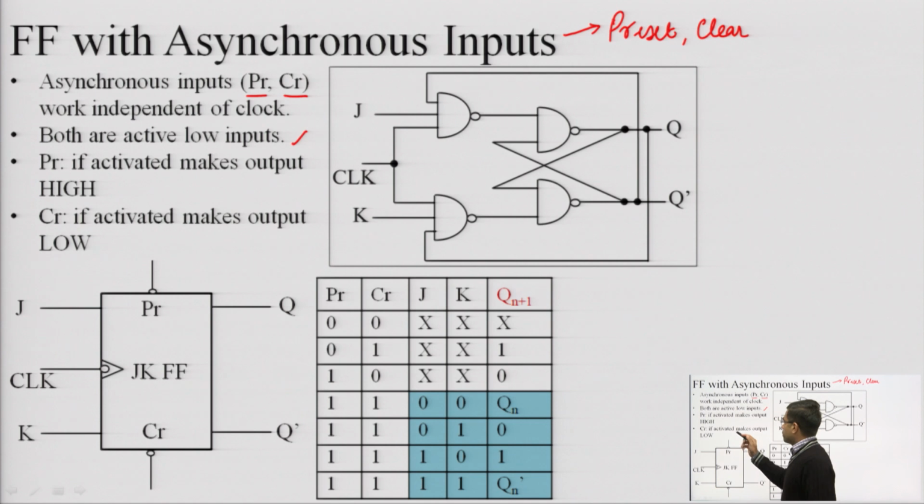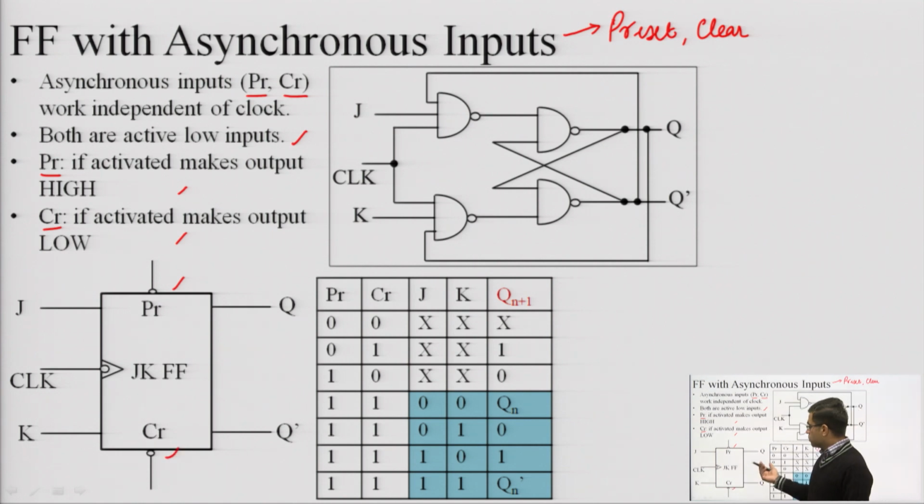Okay, so what is the task performed by these preset and clear inputs? Preset makes the output high and clear makes the output 0, and this change will be permanent until the preset and clear are disabled. So if I have activated the preset, the output is going to be 1 always until I disable the preset. Similarly, if I activate the clear, then the output is going to be 0 always until I disable the clear. These are located on the top and the bottom of the flip flops.